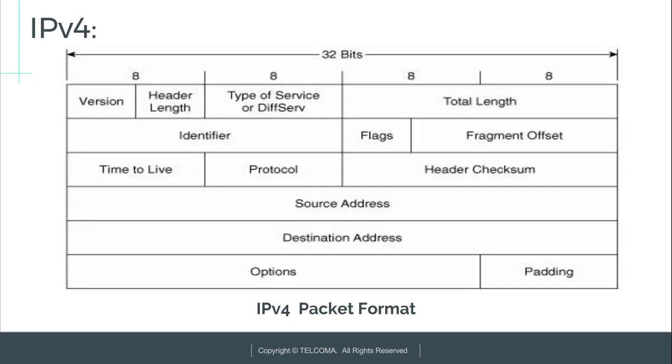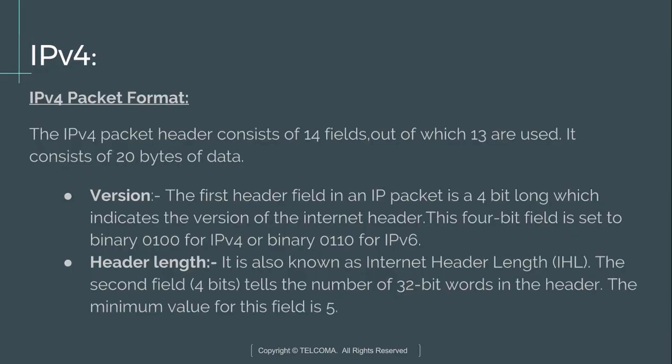The next is the IPv4 header, or IPv4 packet format. It is 32 bits wide and contains 14 fields. Let's discuss these fields in detail. The IPv4 header consists of 14 fields, of which only 13 are used. The first field is the version field. This 4-bit field indicates the version of the internet header, and it is set to binary 0100 for IPv4 and 0110 for IPv6.